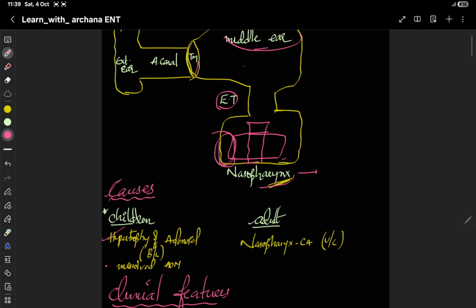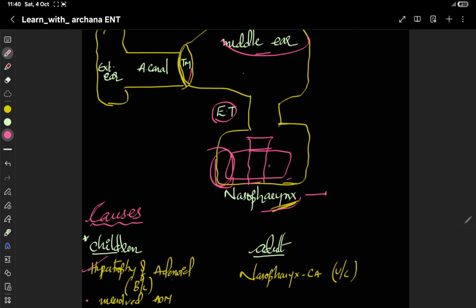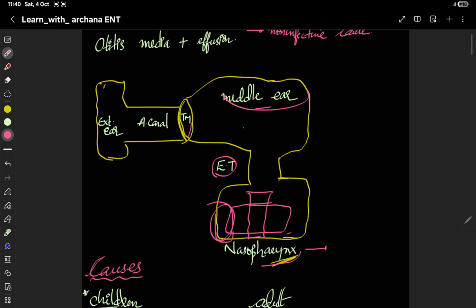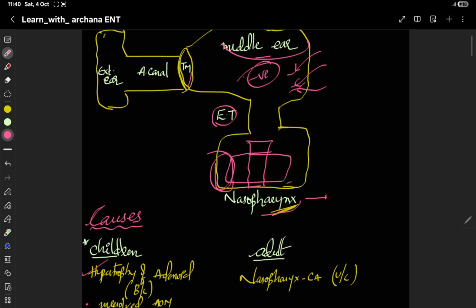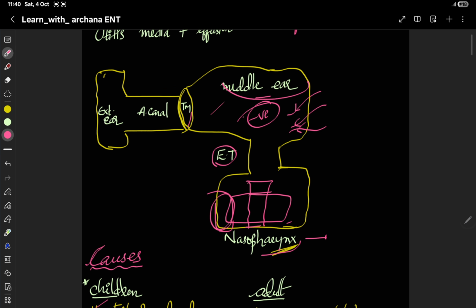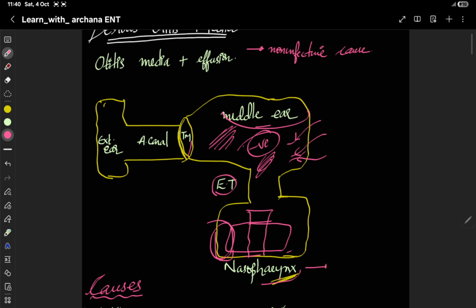But what is actually happening here? As the eustachian tube gets blocked due to hypertrophy of the adenoid or nasopharyngeal carcinoma, there will be a negative pressure in the middle ear cavity. This will lead to exudation of contents from the nearby blood vessels. Okay, so this increases the fluid content in the middle ear cavity. So whenever we shine a light to see the tympanic membrane, it will look dull, and there will be fluid present behind the tympanic membrane.